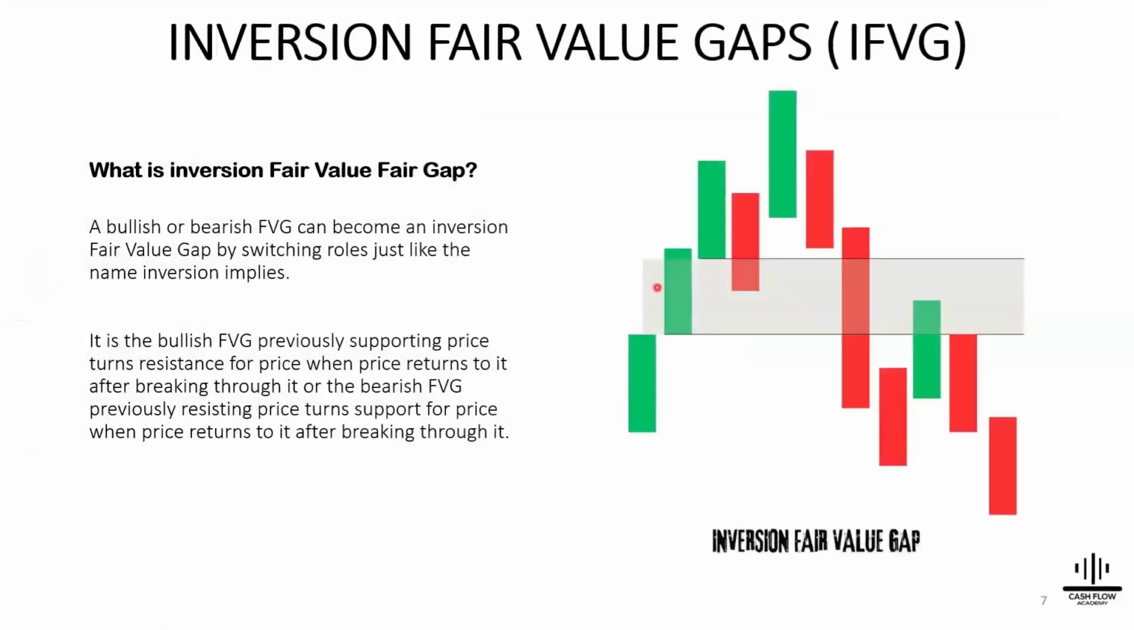Okay. Another very important concept about the fair value gap I have to explain to us before we move further is the inversion fair value gap. What is the inversion fair value gap? A bullish or bearish fair value gap can become an inversion fair value gap by switching roles, just like the name inversion implies. It is the bullish fair value gap previously supporting price turning resistance for price when price returns to it after breaking through it, or the bearish fair value gap previously resisting price turning support for price when price returns to it after breaking through it.